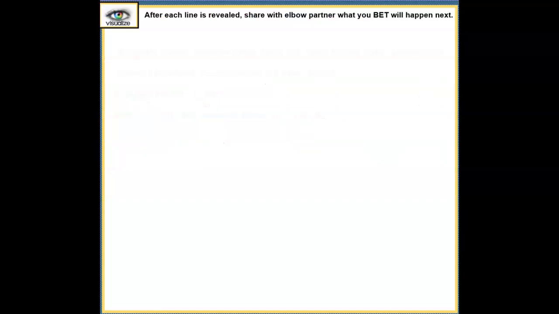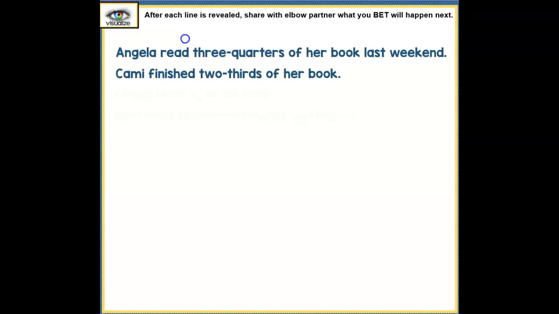Okay, so now we're going to practice a I bet word problem. So what's going to happen is I'm going to read one line at a time, and then you're going to make a conjecture of what you think is going to happen next. Angela read 3/4 of her book last weekend. Cammie finished 2/3 of her book. Logan read 7/10 of his book. What question do you think I can ask about this?